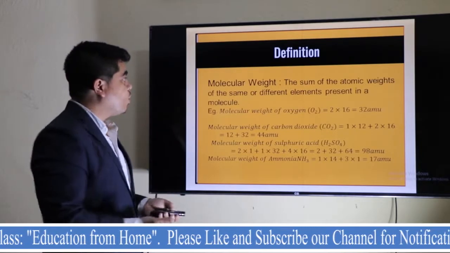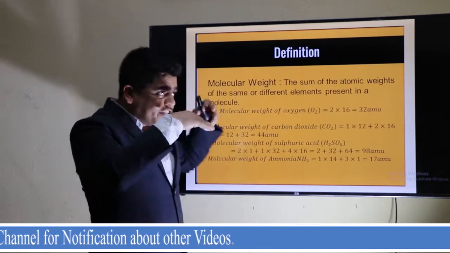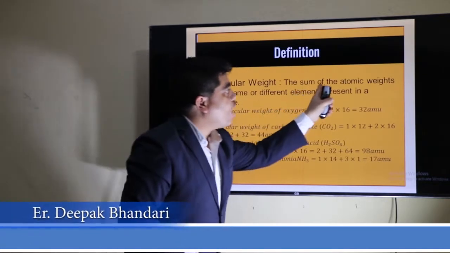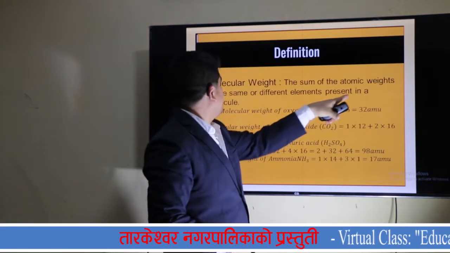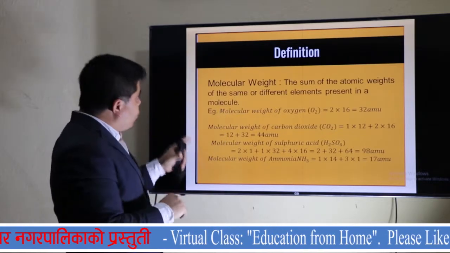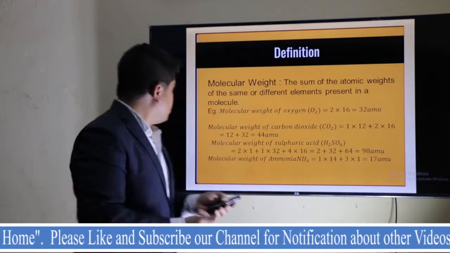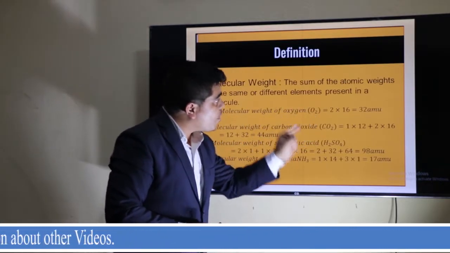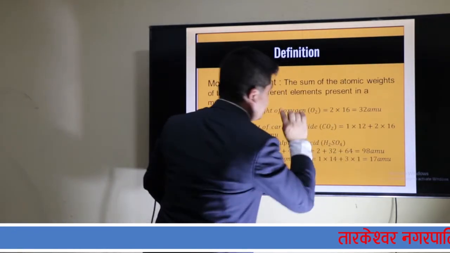So what is molecular weight? The sum of the atomic weights of the same or different elements. Listen properly. The sum of the atomic weights of the same or different elements present in a molecule, that we call a molecular weight. So for example, if you want to find the molecular weight of oxygen, then you must know the atomic weight of oxygen.